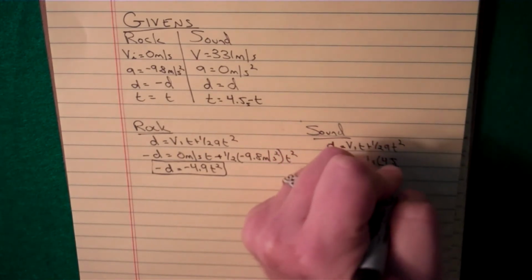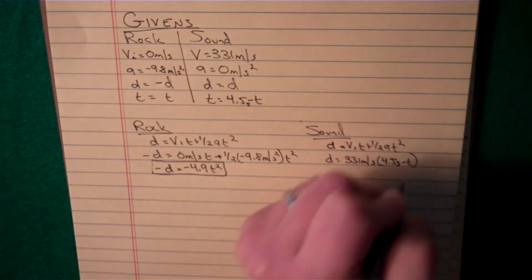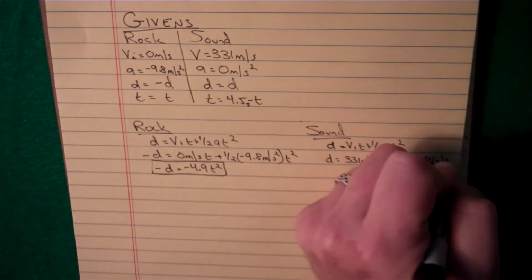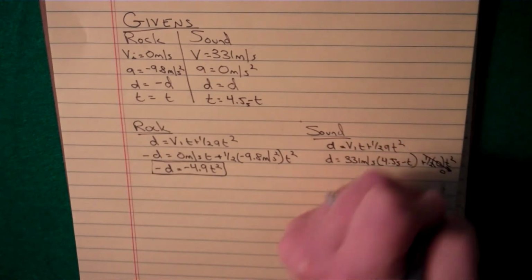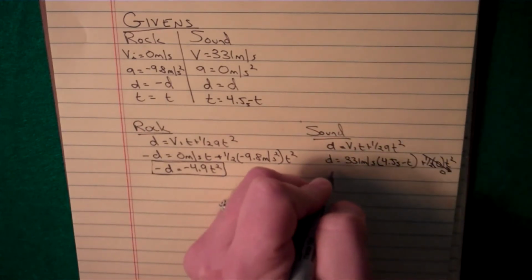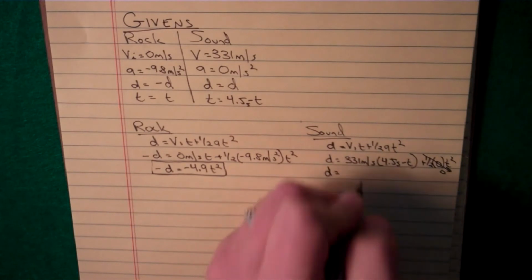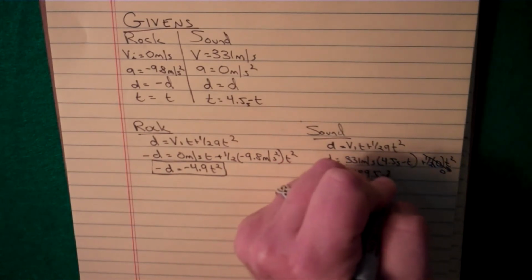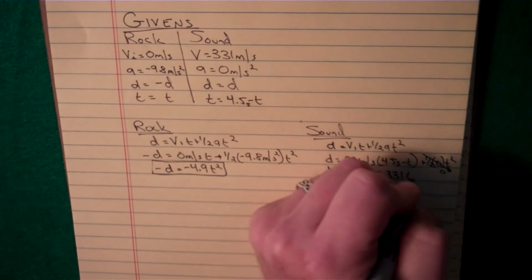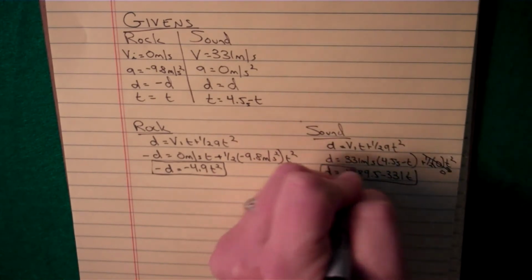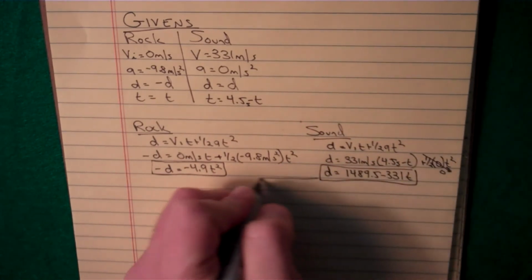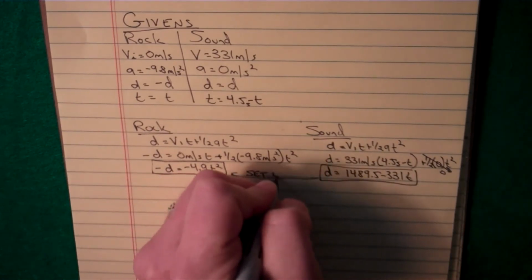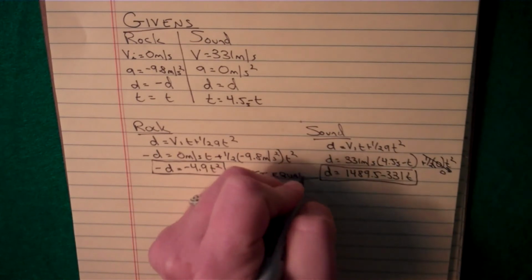331 meters per second times the quantity of 4.5 seconds minus t. The 1/2 a t squared term will be eliminated because of the 0 acceleration. This equation will then be simplified further into the following. d equals 1489.5 minus 331t. We have two equations and two unknowns, so we'll set the two equations equal to one another.